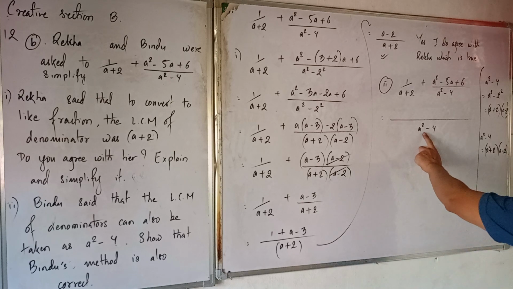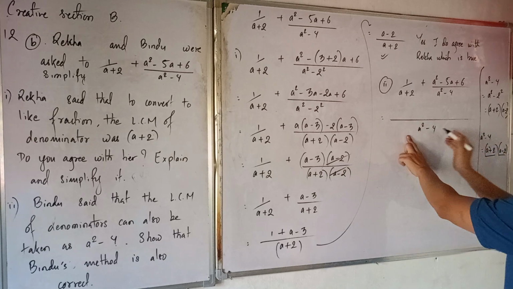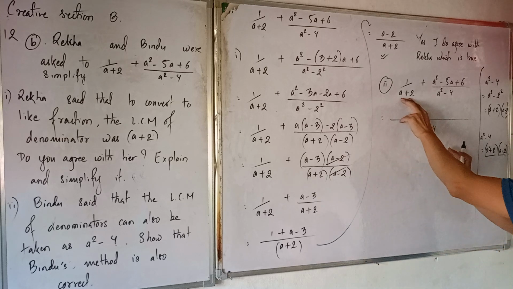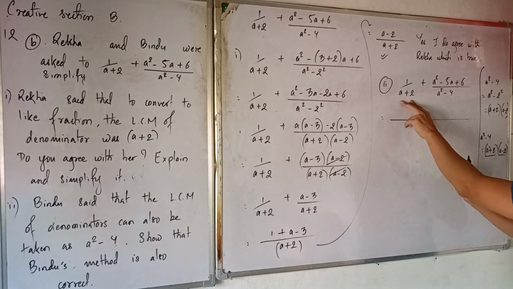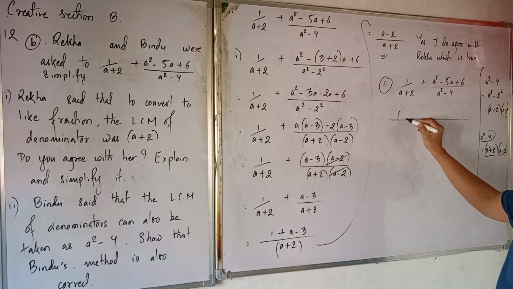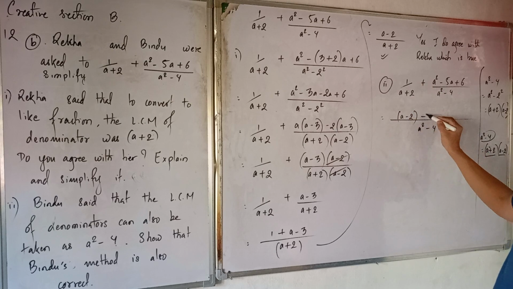So a square minus 4 constitutes of two terms, that is a plus 2 product a minus 2. If you multiply these two parts, then the resultant will be a square minus 4. Now here you can see, according to Bindu's saying, the LCM will be a square minus 4. So a plus 2 is already there. The missing part of this is a minus 2. You just write a minus 2, and multiplying by 1 doesn't make any sense, so I'll just leave it.